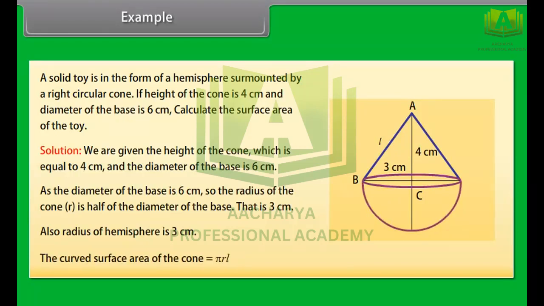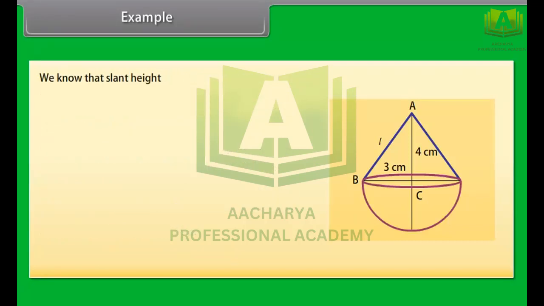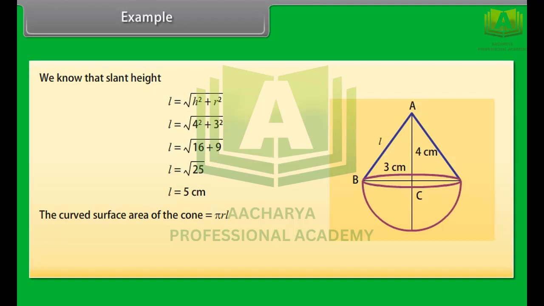The curved surface area of the cone is equal to pi r l. So, now we have to find the value of l, slant height. We know that slant height l is equal to square root of h square plus r square, which equals square root of 4 square plus 3 square is equal to square root of 16 plus 9 is equal to square root of 25 equals 5 cm. Now substituting the values of pi, r and l, we get 3.14 into 3 into 5, which is equal to 47.1 cm square.